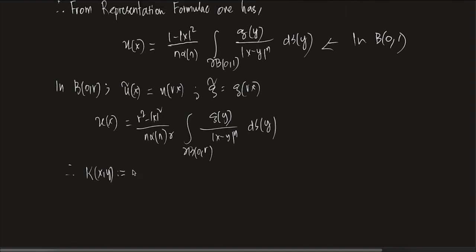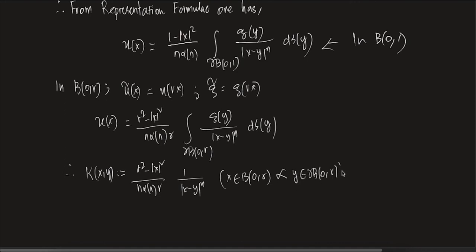And see, why I suddenly did it for B(0,r) is because I wanted to write this K of x, y. So this K of x, y is given by (r squared minus mod x squared) by n alpha n r, and 1 by mod x minus y to the power n. Here x is in B(0,r), and y is on the boundary. This particular thing is called the Poisson kernel for the ball B(0,r).